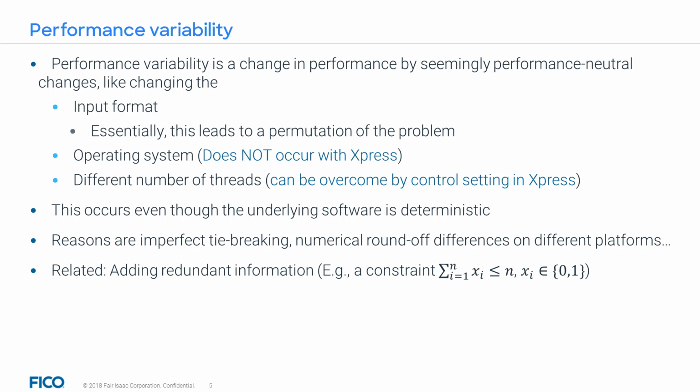Moreover, also solving the same instance on a different operating system might lead to a different solution path for many solvers due to different implementation of math libraries. Xpress, however, is unaffected by this kind of variability. Running Xpress on the same instance, no matter whether on Windows, Mac or Linux, will always produce the same solution path. This is a useful feature when different people working on the same project have different preferences on the operating system to use. Changing the number of threads might also affect the performance of a solver, even though in Xpress, this can be avoided by setting two controls, one for the LP and one for the MIP parallelization.